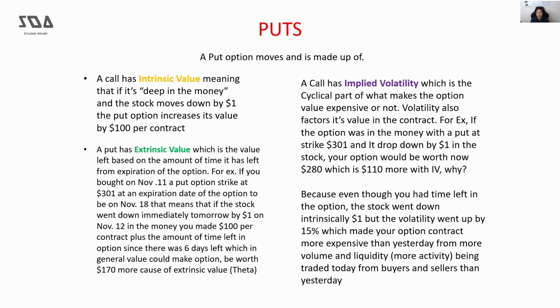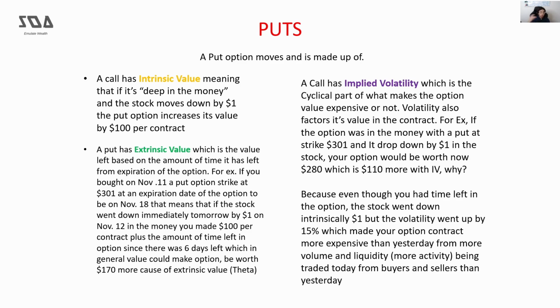Now, implied volatility is the exact same thing as the call. Implied volatility is the volatility that makes up the price on the contract. So if the implied volatility went up by 15%, your contract price would go up. Even if the stock stayed at the same price, you would lose a little bit by theta, but implied volatility will help you because volatility went up by 15%, and your contract would be more expensive than yesterday. Think about it. If you bought a contract, you want it to be more expensive because you want to sell it higher.